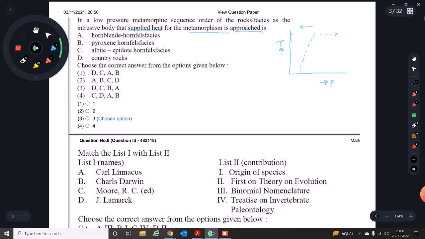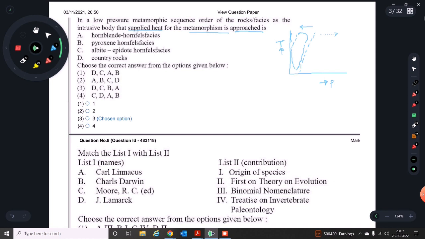So that is why it is asking about a low pressure metamorphic sequence, with an intrusive body that supplied heat. Obviously the temperature will increase with time because the intrusive body is supplying the heat for metamorphism. So it is asking the facies sequence that is lying in this zone. Let's see the options. Hornblende hornfels facies, pyroxene hornfels facies, albite epidote hornfels facies, country rocks. Which will be approached first? Choose the correct answer from the options given below.